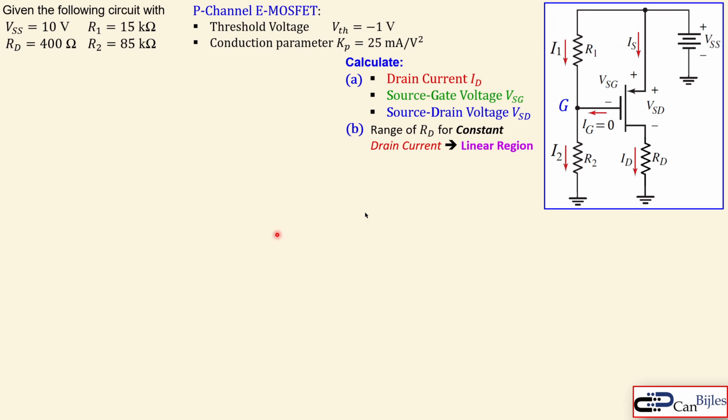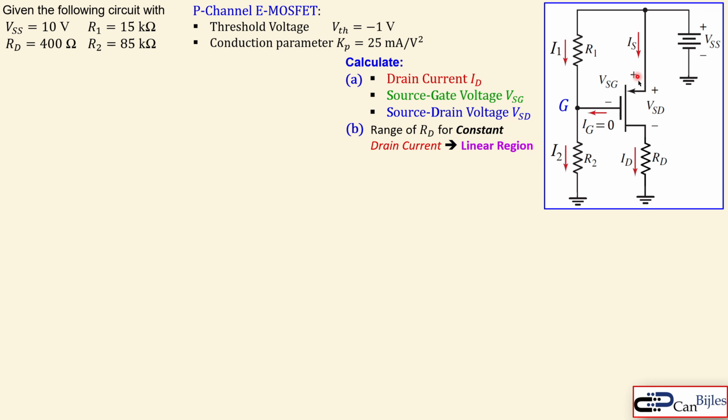So let's look at our example. We have this circuit here given. We see three resistors, R1, R2 and RD. You see the type of the P-channel enhancement MOSFET. Now the arrow is going in, and where the arrow is, this is the source, so you can see the source also. This is the drain and this is the gate.